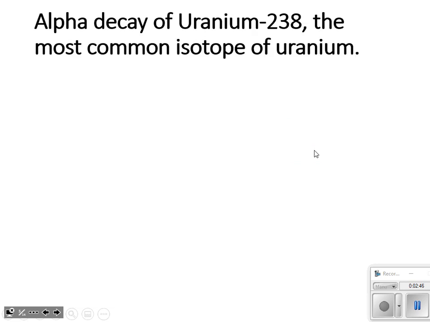We're going to start off with the alpha decay of uranium-238. Okay? This is the most common isotope of uranium. Remember, I told you that you need to memorize these generalized equations. So this is the one for alpha decay. I definitely know alpha decay is going on because there is that He. There's the helium. There's the alpha particle.